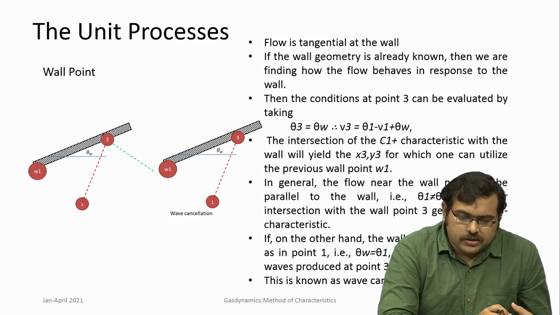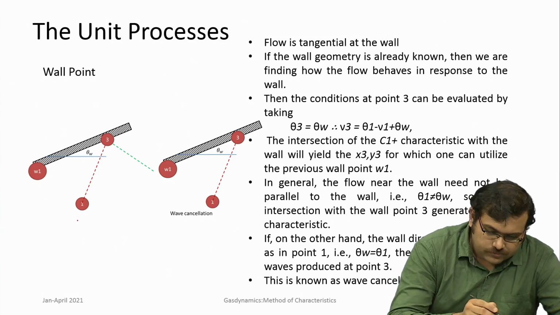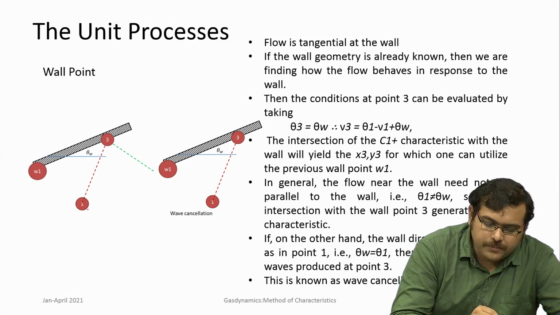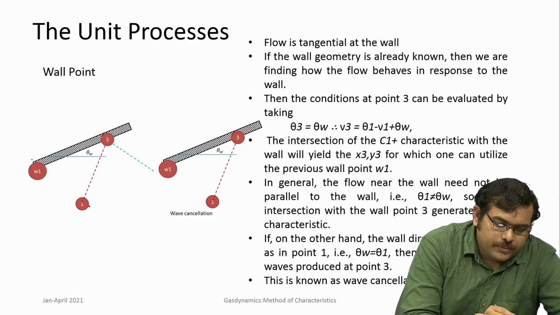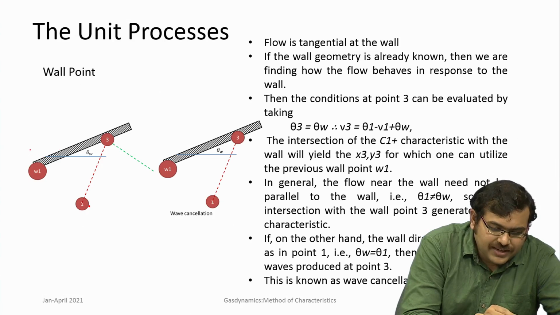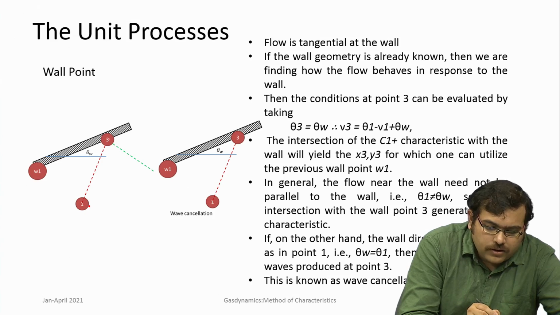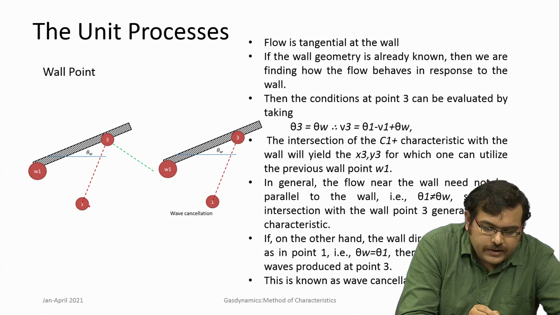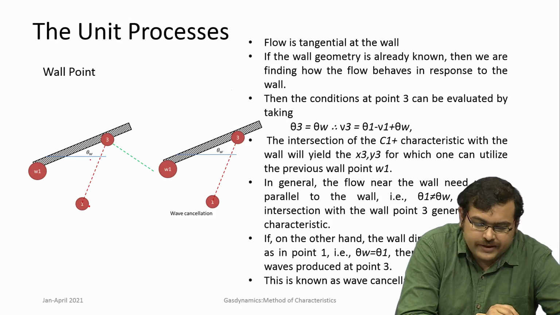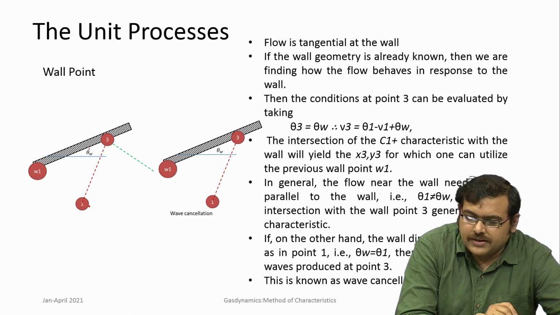Then what we know is this point 1 is some point within the interior of the flow, and we know a previous wall point. This is a certain section of the entire wall geometry, and this is a previous wall point W1, and 3 is the point which lies on the wall. Now this can be a C plus characteristic coming from 1 and impinging on the wall at 3, and what we need to know is what happens at 3.